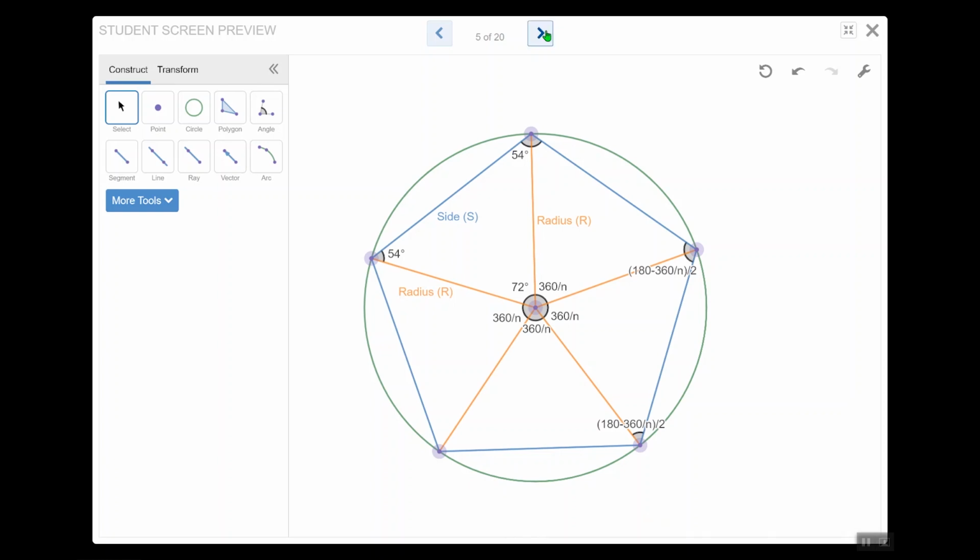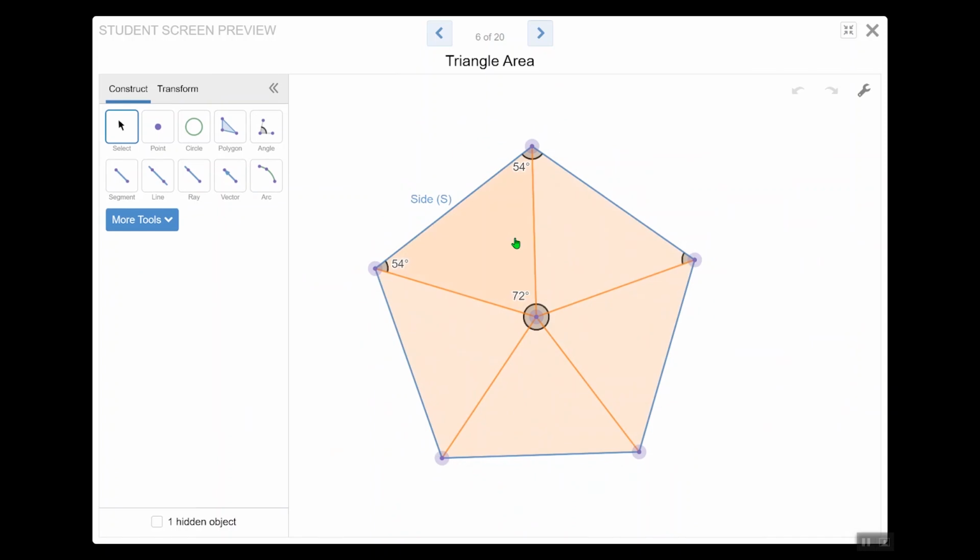I'll leave it to you to work out why they are congruent triangles and why they are isosceles triangles. If we could only find the area of one of these triangles, we could multiply it by 5 to get the area of our pentagon. More generally, if we can find the area of one of these inner triangles in an n-gon, we can multiply that area by n to find the area of our regular n-gon. So how do we find the area of one of these isosceles triangles?